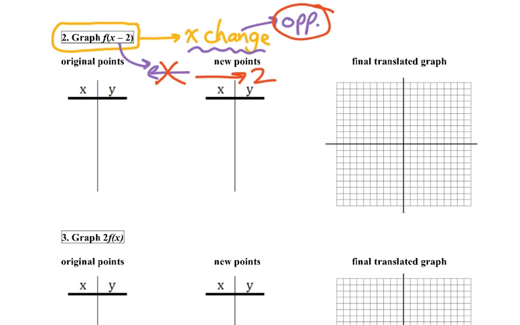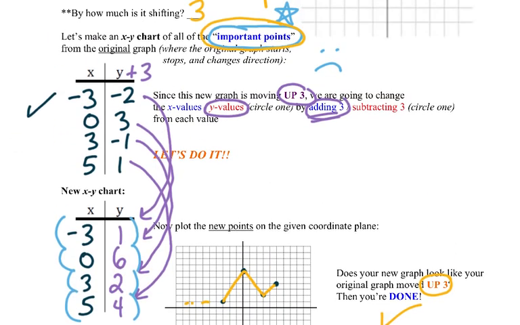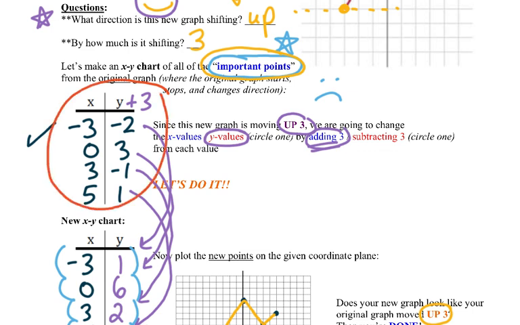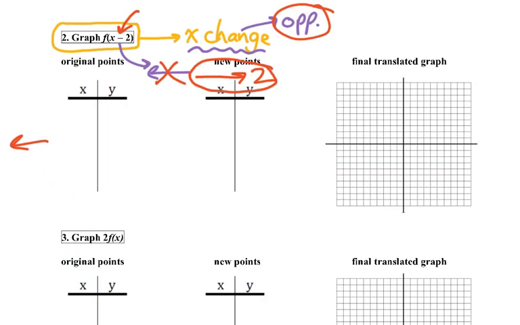You'll get used to it the more you practice these. This is an x change because it's on the inside, and it looks like it's going to the left, but we're actually going to the right 2, which means we're changing the x points, which means we don't have to change the y values. Now I'm going to take the same original points that we had on the previous page. So let me go there for a sec. Our previous points were over here. So I'm just going to copy those and bring them over. That was -3, -2.